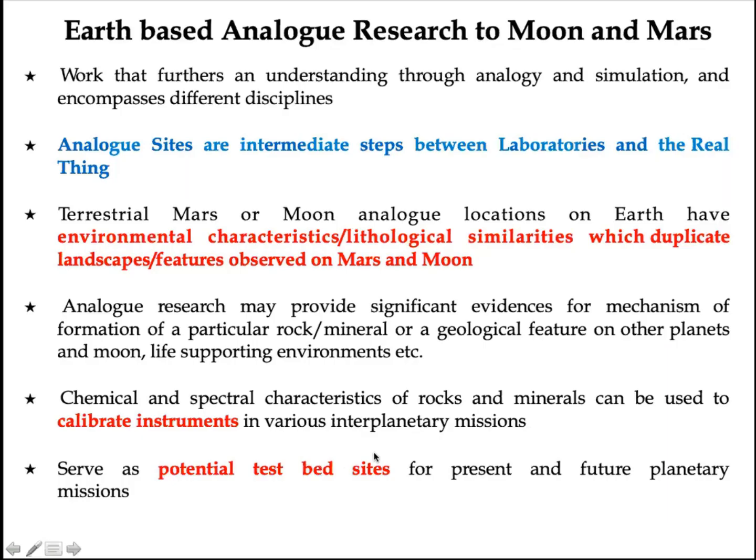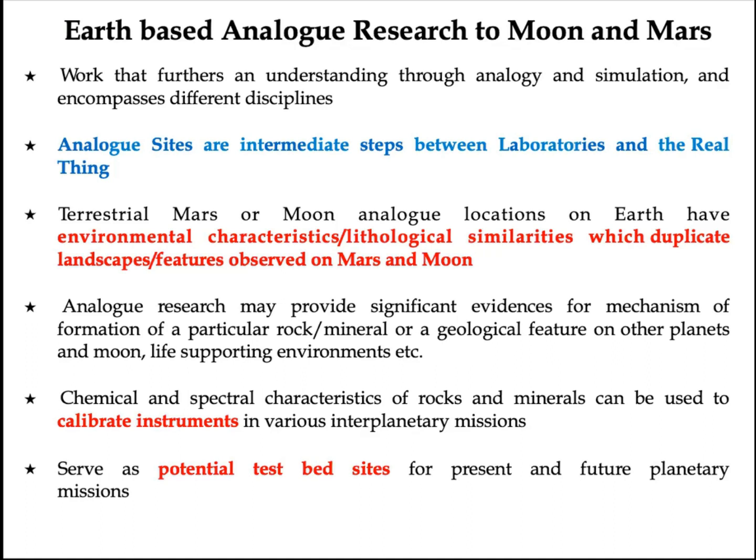The chemical and spectral characteristics of those rocks and minerals can be used to calibrate instruments in various interplanetary missions. And also, if in a particular mission we are planning a rover and lander combination, we have to do some test bed experiments. So these geological sites can act as potential test bed sites for present and future planetary missions also.